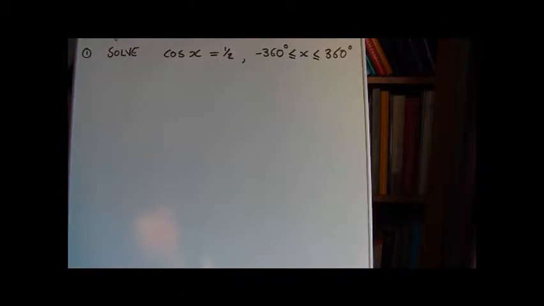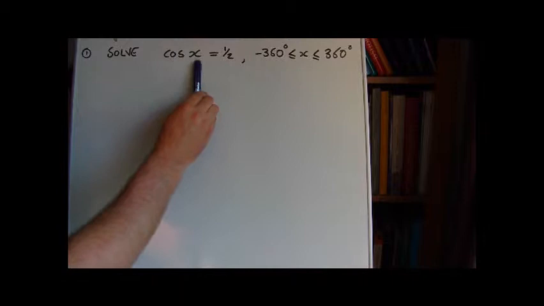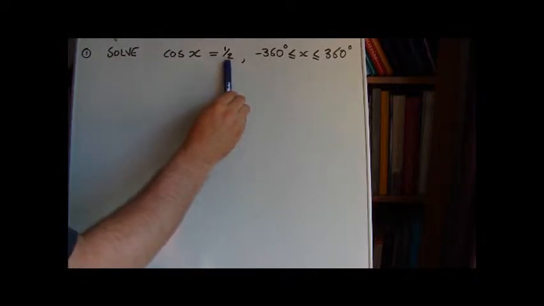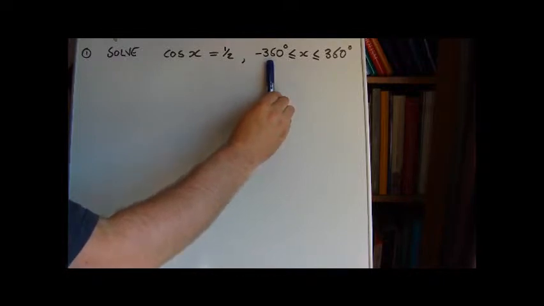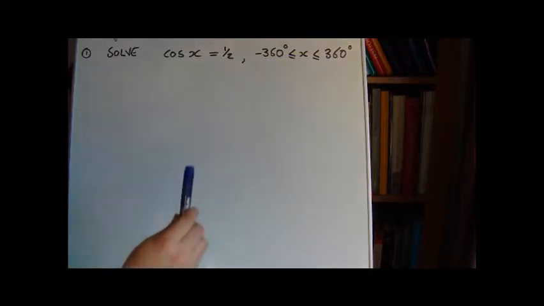This is a simple trig equation involving the cosine function. We have to solve cos x equals a half, and we're given the interval minus 360 degrees to 360 degrees. So we're only going to accept solutions if they're in that interval. Make sure your calculator is in degree mode before you continue.